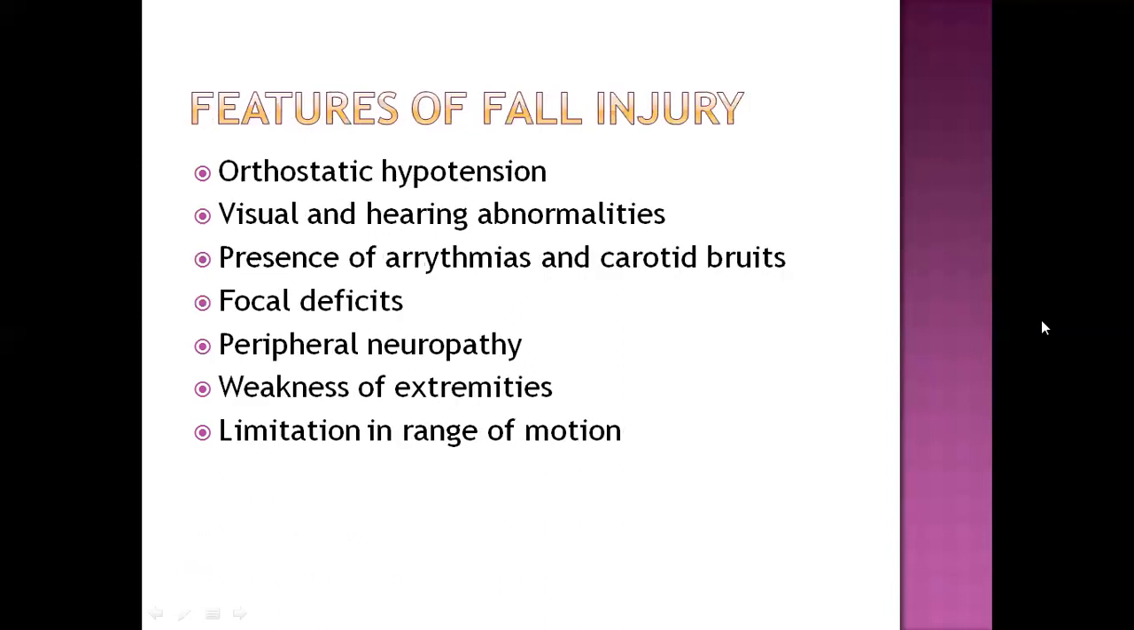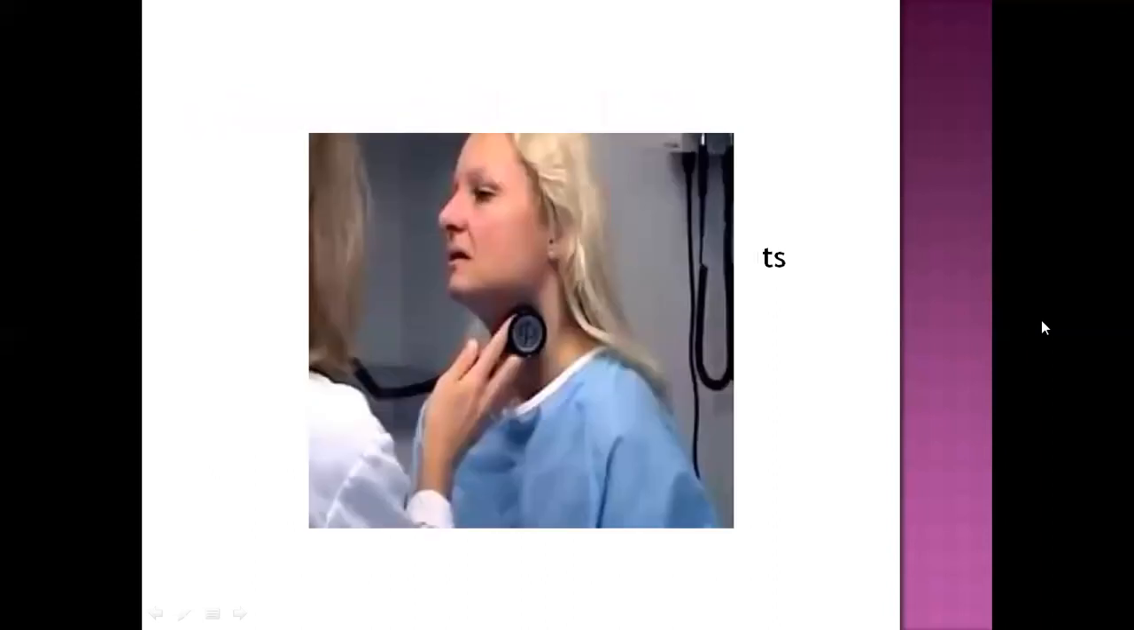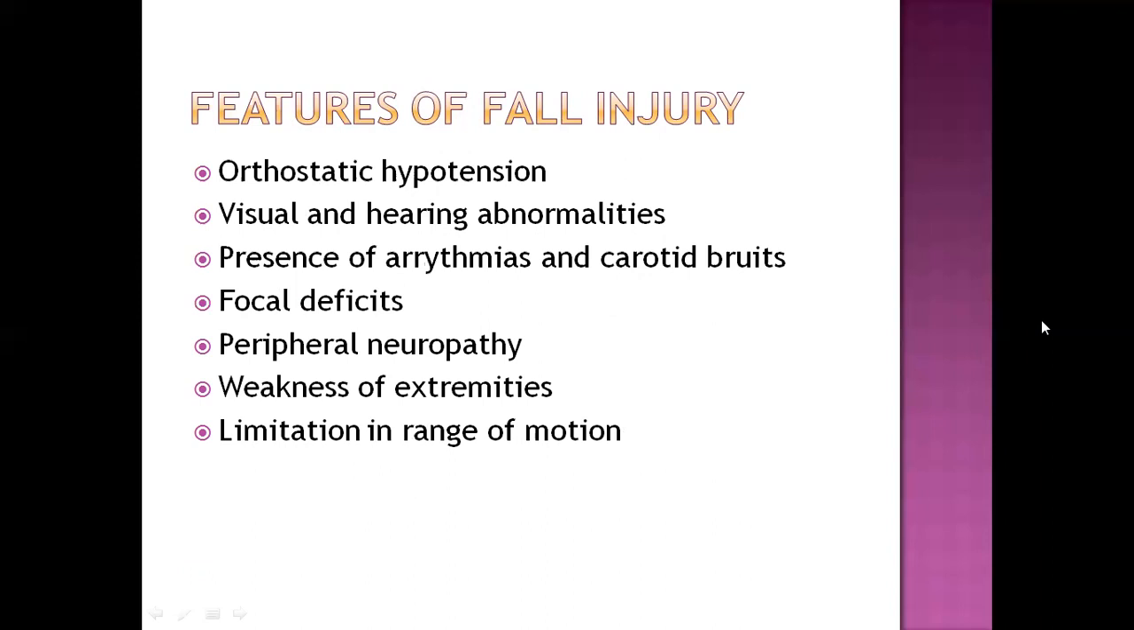Features of fall injury can be, first of all, orthostatic hypotension. In orthostatic position, there can be hypotension, visual and hearing abnormalities, presence of arrhythmias and carotid bruits. This is carotid bruits, some abnormal kind of sound that can be heard near the carotid blood vessel. Focal deficits can occur, that is, miscommunication between brain and sensory organs. Weakness of extremities can occur due to fall injuries. Also, there can be limitation in range of motion.